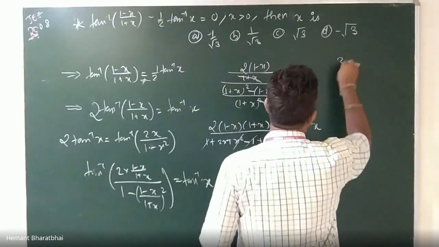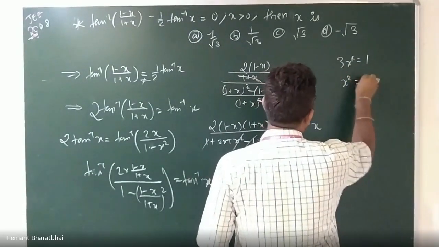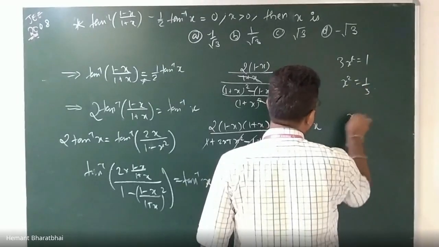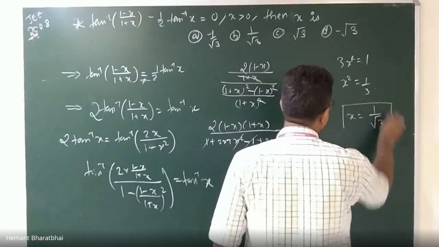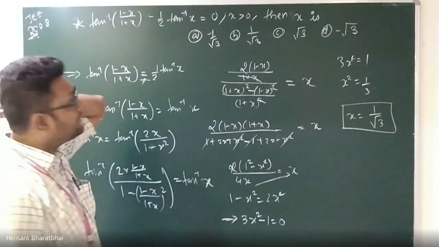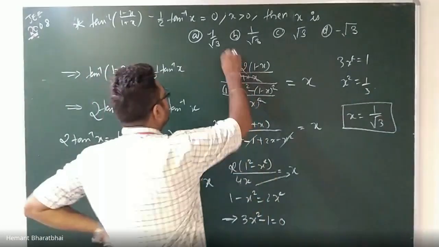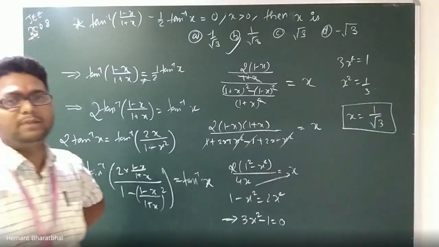So I'll get 3x square is equal to 1. So x square is equal to 1 by 3, that is x is equal to plus minus 1 by root 3. So the answer is 1 by root 3, because there it has been given x is greater than 0. So the answer is option number B, that is x is equal to 1 by root 3.